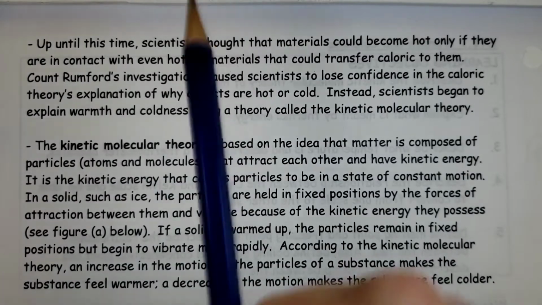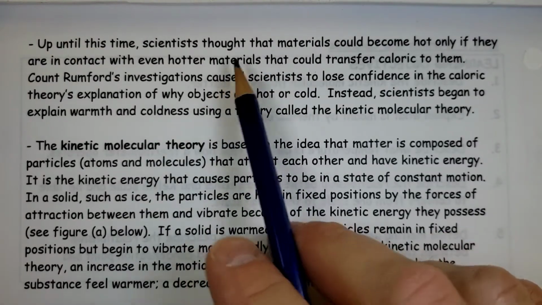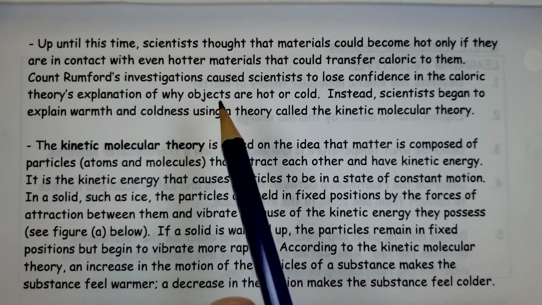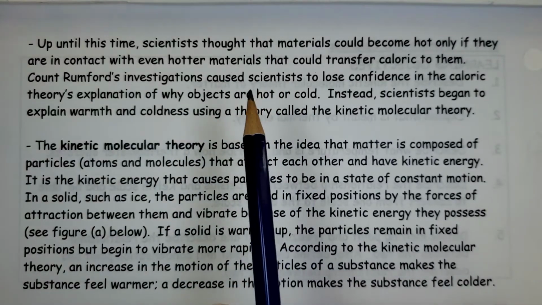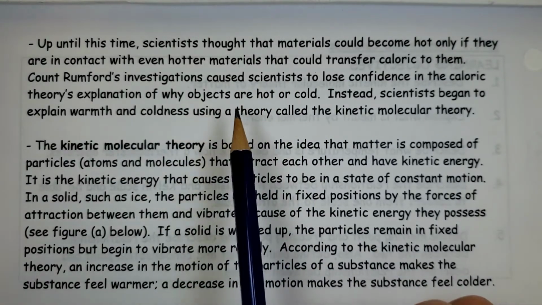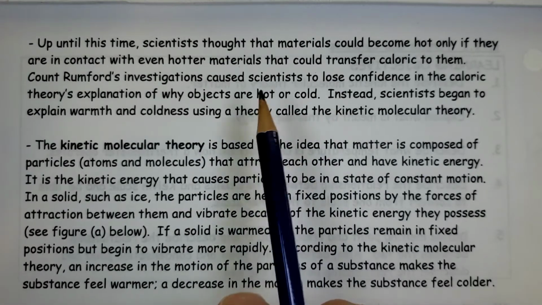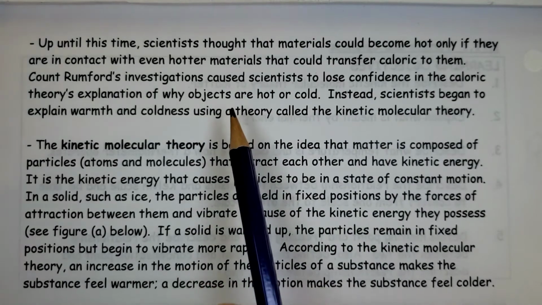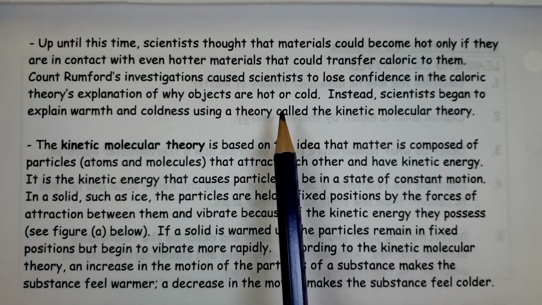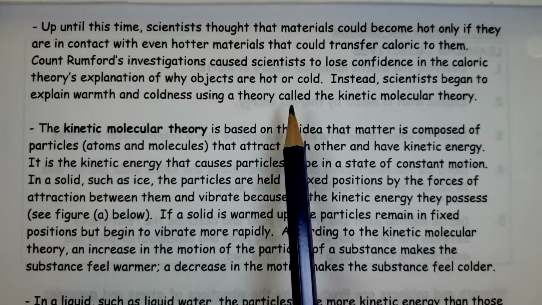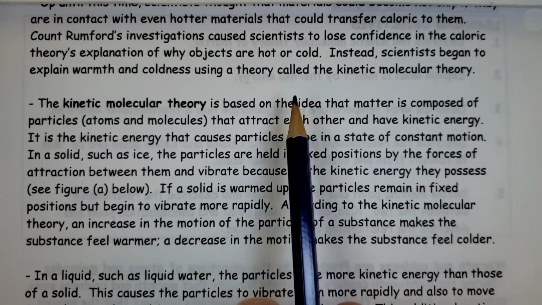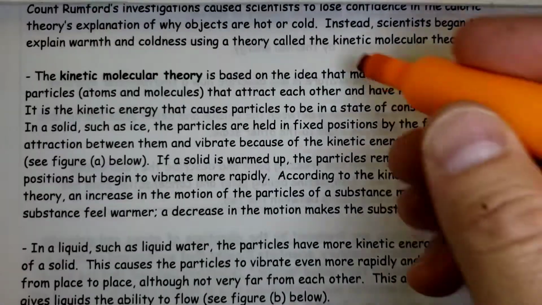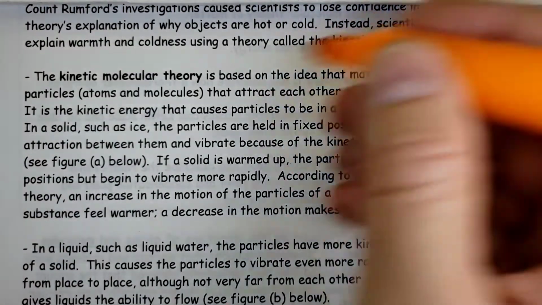Up until this time, scientists thought the materials could become hot only if they are in contact with, of course, hotter objects. So you had to have a hotter object for that object that wasn't hot to become hot. And that could transfer the caloric between them. Count Rumford's investigation caused scientists to lose confidence in the caloric theory's explanation of why objects are hot or cold. Instead, scientists began to explain warmth and coldness using what is referred to as the kinetic molecular theory.